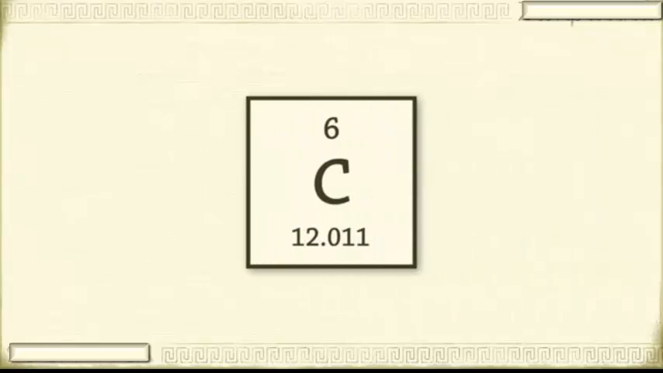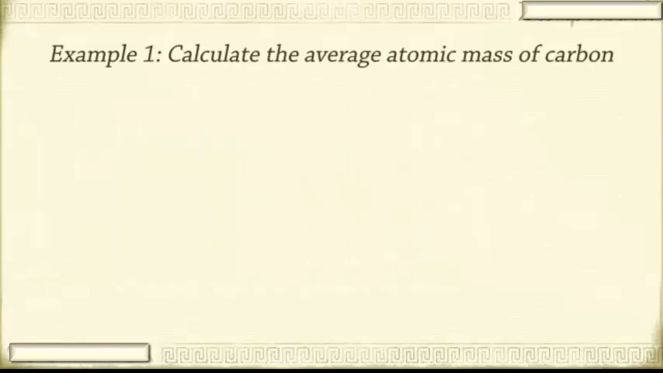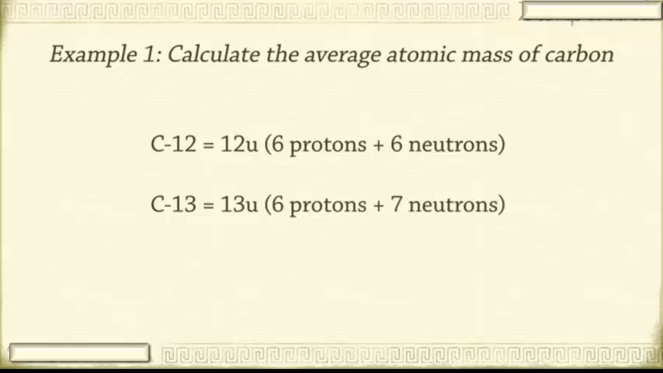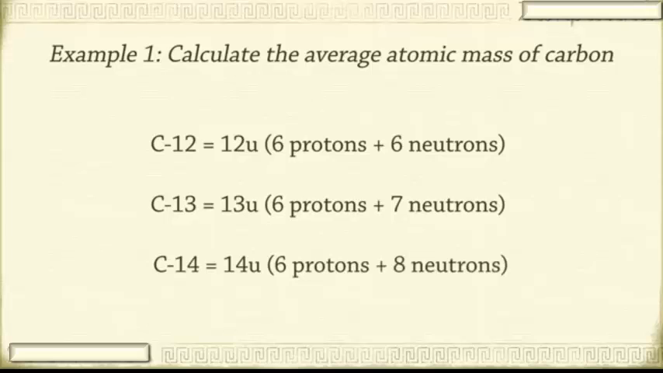So why, when you look at the periodic table, does it not say exactly 12 for carbon's atomic mass? Because there is more than one kind of carbon. Remember, chemists assigned carbon-12 the mass of 12 u. But there are other isotopes of carbon. Carbon-13, which has 6 protons and 7 neutrons, and carbon-14, which has 6 protons and 8 neutrons.